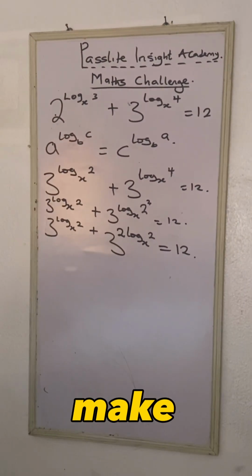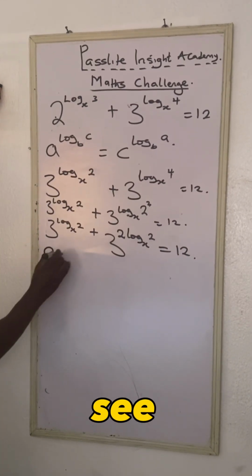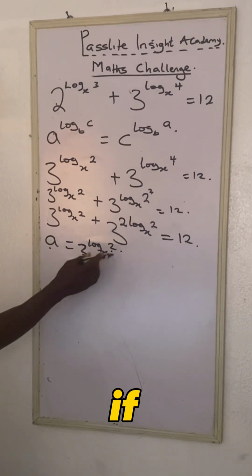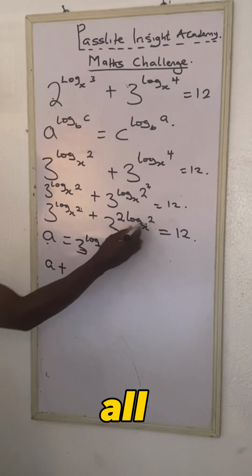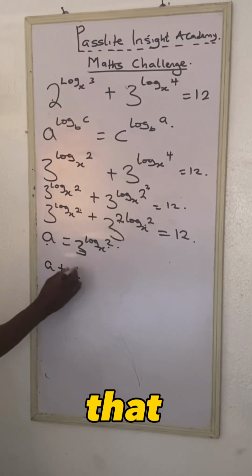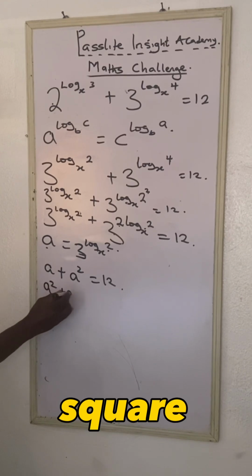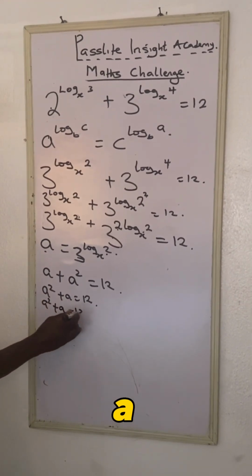So let's make 3 log base 2 as a, as you can see now. Let a represent 3 log base 2. So what do you have here? All this is a plus all this is a, and there is a square here. That is a square is equal to 12. So you can solve this. a square plus a is equal to 12. a square plus a minus 12 is equal to 0.